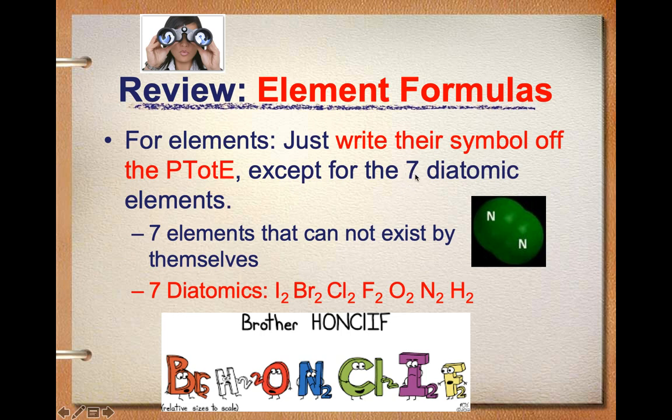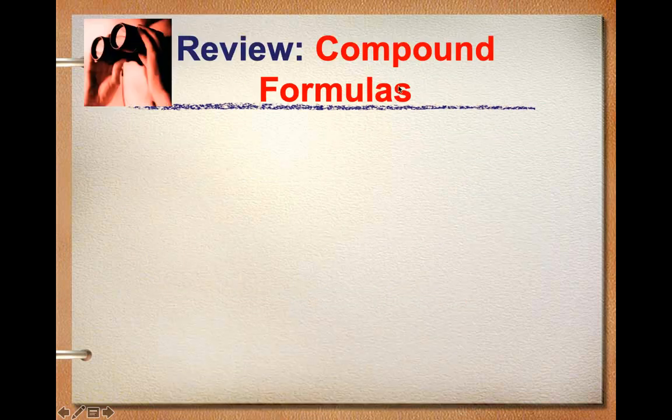But these 7 exceptions are things that can never exist by themselves. And so instead, we have to know that their symbol would really be I2 instead of capital I, or Cl2 instead of just a capital C, small l. So that's just one of those little exceptions we have to be aware of as a chemist. Well, what if it's not an element? What if it's a compound formula?